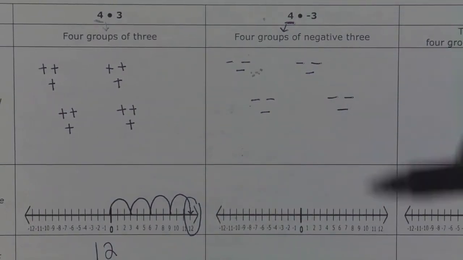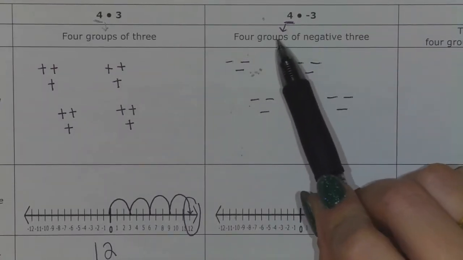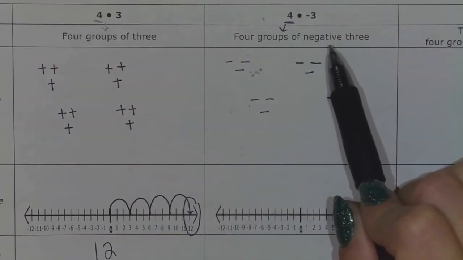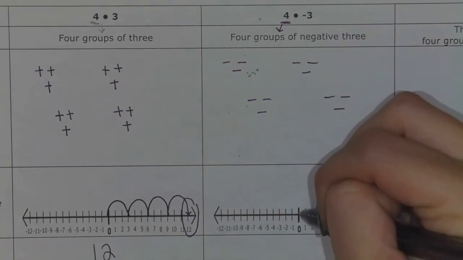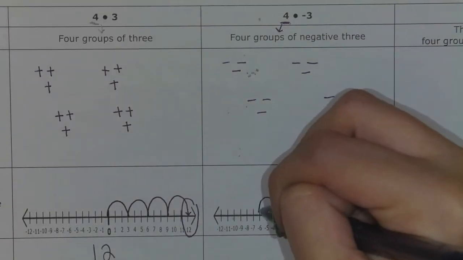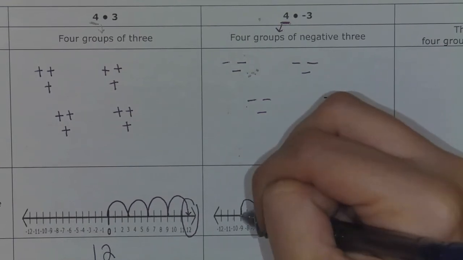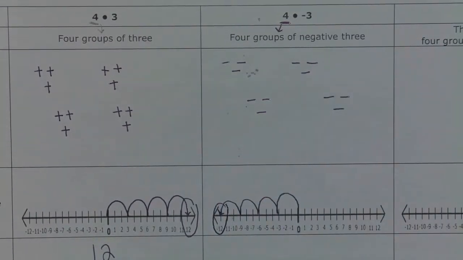It makes me laugh. Okay, so when I do my number line, again, we're going to think of bunnies. So my bunny's going to hop 4 times and travel a value of -3 each time. So let's start at 0. My bunny's going to hop 1 time, 2 times, 3 times, 4 times. So I get a value of -12.